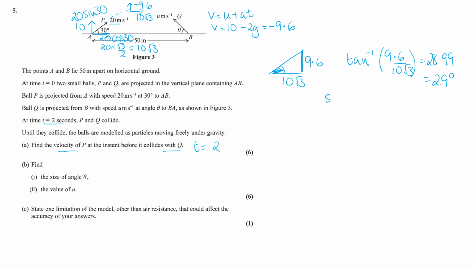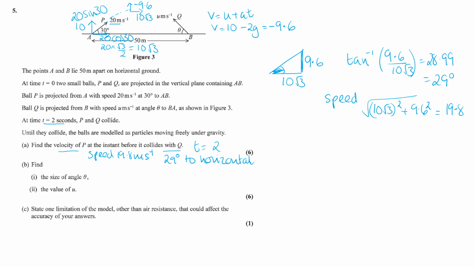But then what is the speed? The speed, we can just take the magnitude, so that's going to be 10 root 3 all squared using Pythagoras, plus 9.6 all squared, and if we do that, that comes out to be 19.8. So the velocity is going to be speed 19.8 meters per second at an angle of 29 degrees to the horizontal.